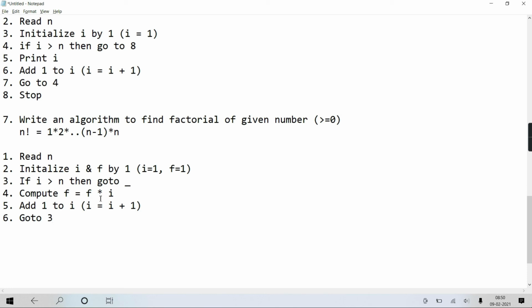We are multiplying I with f, storing it, incrementing I by 1, and again coming back to 3 to check whether I is greater than n. If not, again do the same work. Multiply I with f, increment, come back. But at one stage, when I becomes greater than n, it will come to step number 7, where we will print f, that is the factorial, and 8, that is stop. I hope you are agreeing with me.